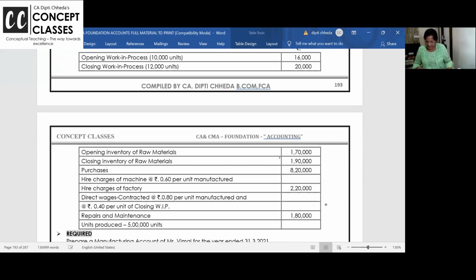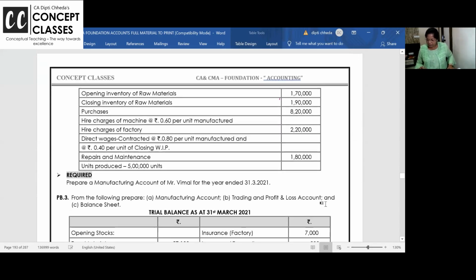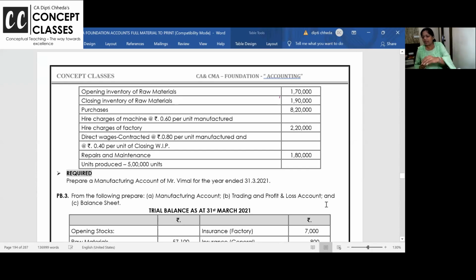Opening raw material is there, closing purchases is there, hire charges are there, wages are there, repairs. Prepare the manufacturing account. Just manufacturing accounts you have to prepare. How many are produced and all. Because they have given here the quantity details.